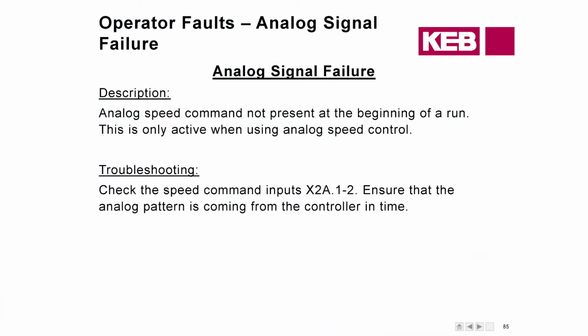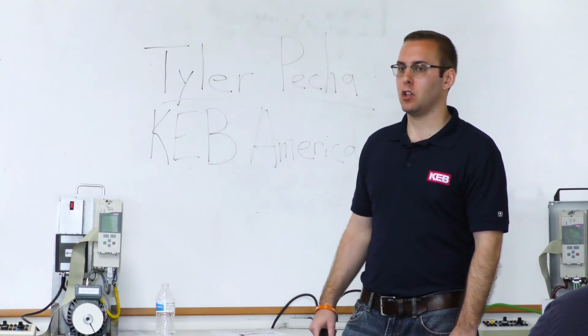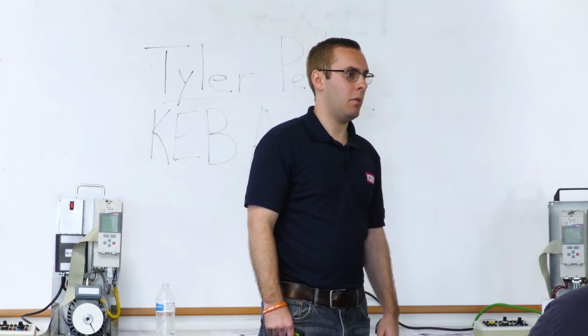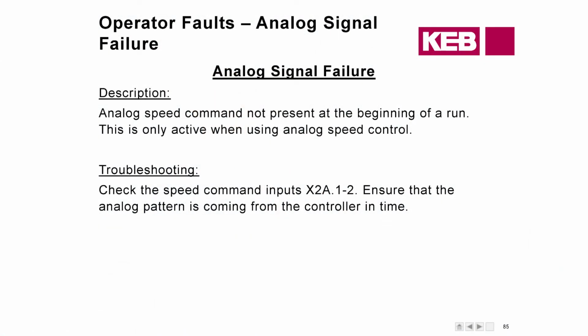Analog signal failure. This error will appear if you're running analog speed control, and basically the analog pattern coming from the controller, the drive hasn't received it in time. That's going to be coming across pins 1 and 2 on terminal strip X2A, and basically, the drive never saw a speed command from the controller.